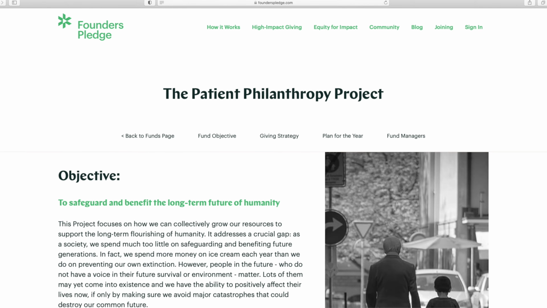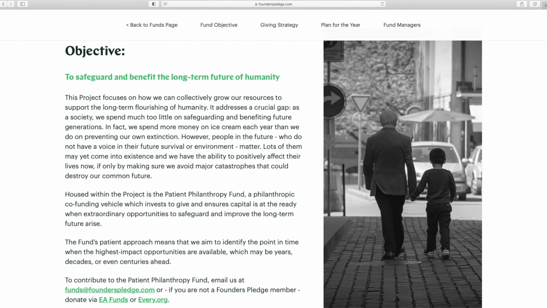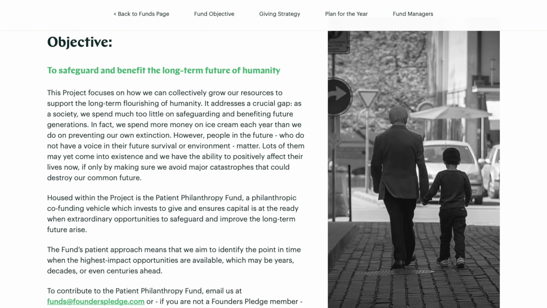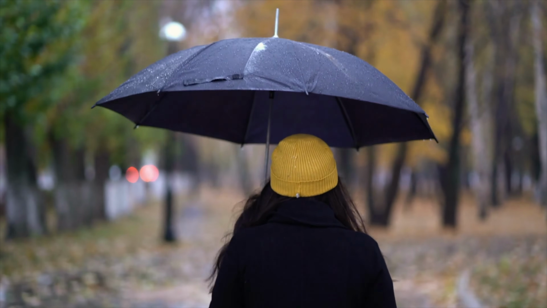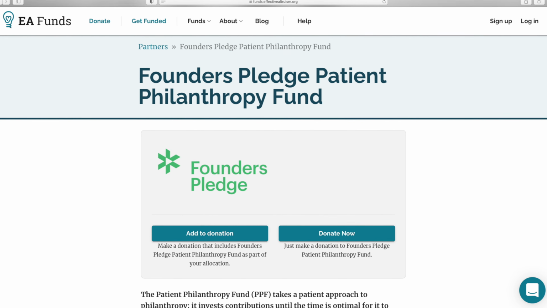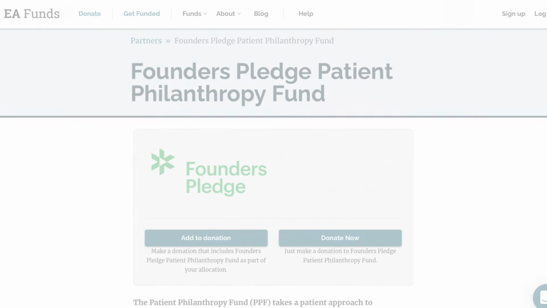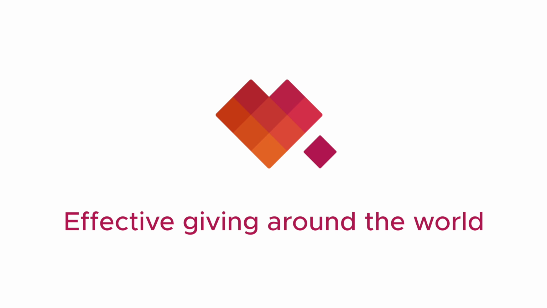The fund aims to identify not only what to fund, safeguard, and benefit the future, but also when is the best time to deploy funding. Rather than giving everything away now, the fund pools contributions and invests them to grow and to ensure capital is at the ready when we need it most. As such, the Patient Philanthropy Fund functions as an ultimate rainy day fund for humanity, as an insurance policy for our common future.